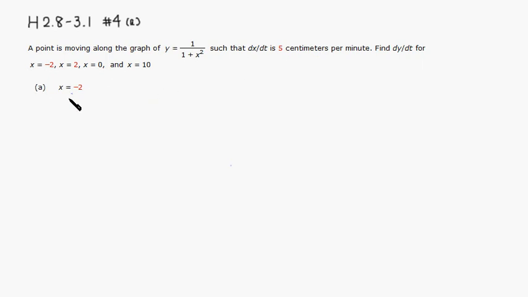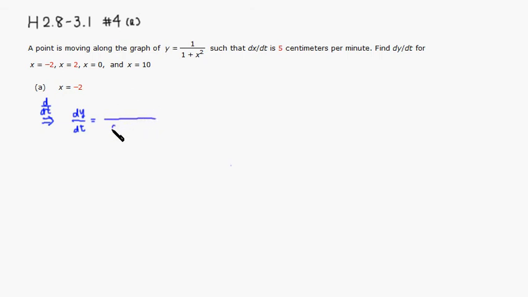All right, so let's take the derivative. We're going to take the derivative of y equals 1 over 1 plus x squared with respect to t. So derivative of y is dy over dt, which is equal to, so we take the derivative using the quotient rule.